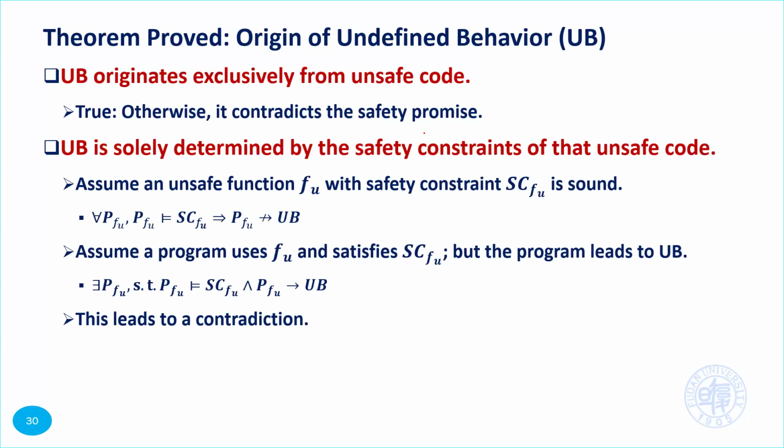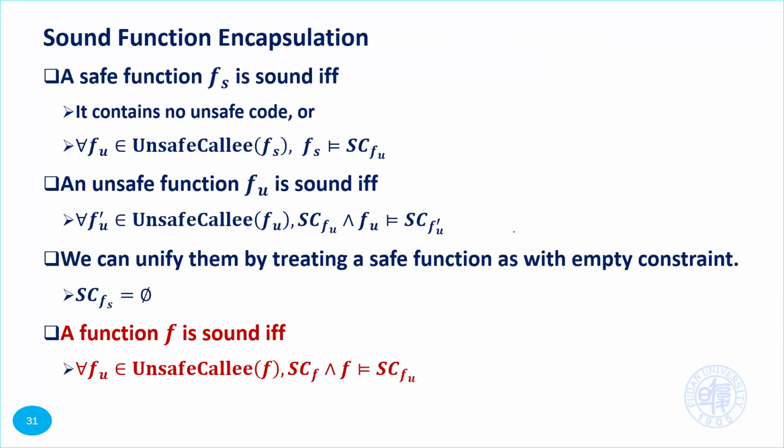Now the second clause of the theorem can be proved. How? Because we can assume the unsafe function FU with its safety constraint is sound, and we also assume a function that uses FU and satisfies the safety constraint, but the program leads to UB. So this leads to a contradiction. So it shows that UB is solely determined by the safety constraint of the unsafe code. And based on the theorem, we can derive some rules for safe encapsulation.